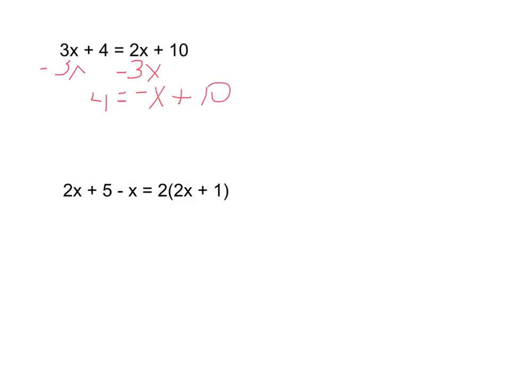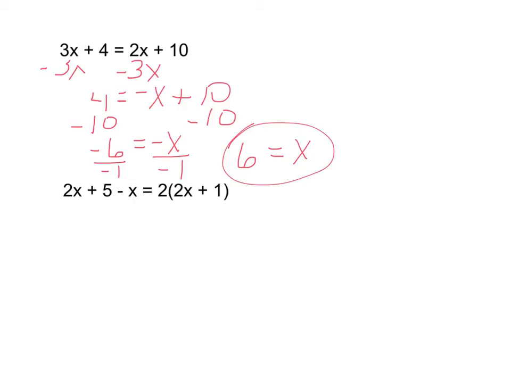And then now this is an equation like we were solving in the last video. So to get x by itself, I'm going to subtract 10 so that my numbers are all on one side of the equation. Negative 6 equals negative x. X isn't by itself yet because of that negative sign. It's like saying negative 1 times x. So I'm going to divide by a negative 1, leaving me 6 equals x.